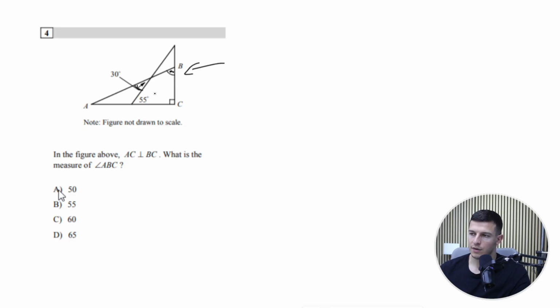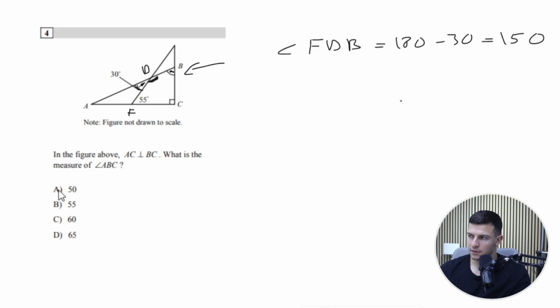So if that is 30, the supplementary angle to this is going to be what? Let's call this one D. Let's give, I don't know, F here. So angle FDB is going to be 180 minus 30, which is 150, because it's a supplementary angle to the 30 degrees. And what else do we know?